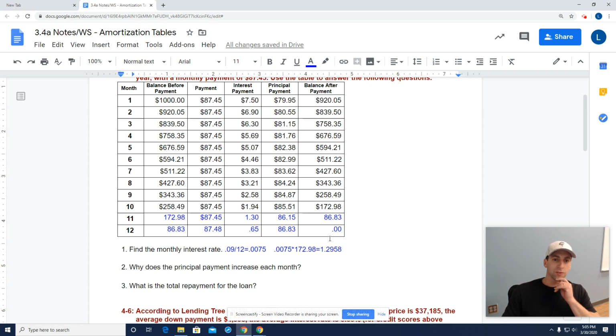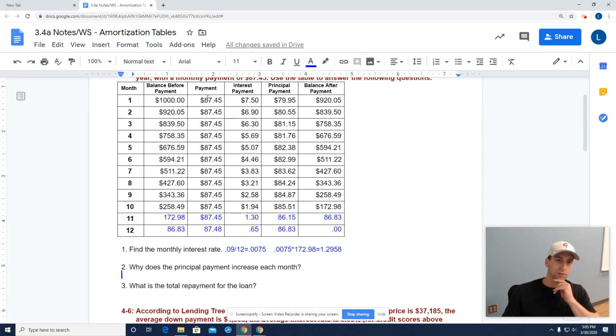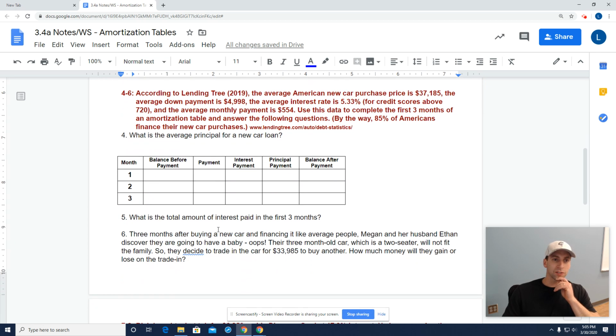All right, so go ahead and answer number 2, number 3. These ones just make you reflect on that. Nothing too difficult there. The total repayment for the loan is just 87.45 times 12. If you want to add the 3 cents, you can if you want to be absolutely perfect. But I'll let you answer those two. Let's go to 4 through 6. I'll do one of these lines for you, and then I'll let you finish this one out.